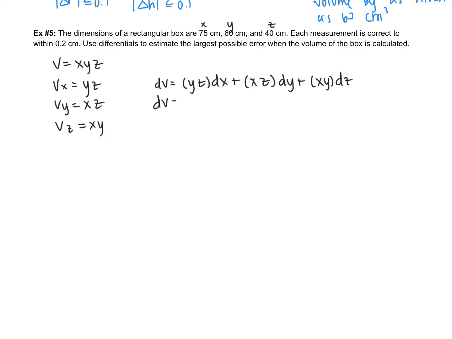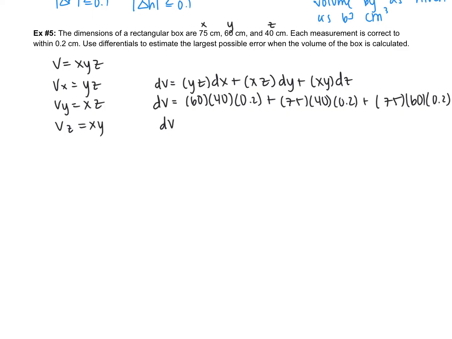So then substituting in the values we were given, we have 60 times 40 times 0.2, 75 times 40 times 0.2, and then 75 multiplied by 60 times 0.2. So our dV, our estimate in the error, is 1980 cubic centimeters.